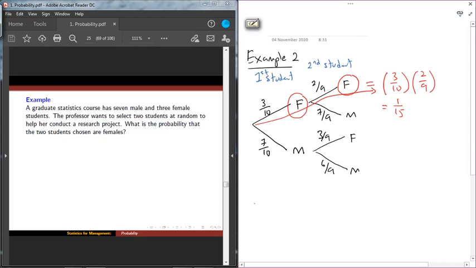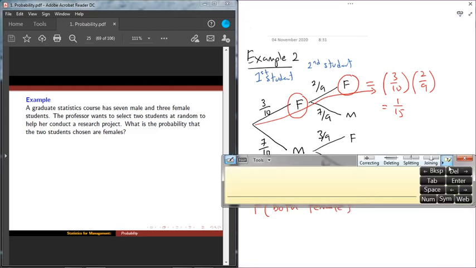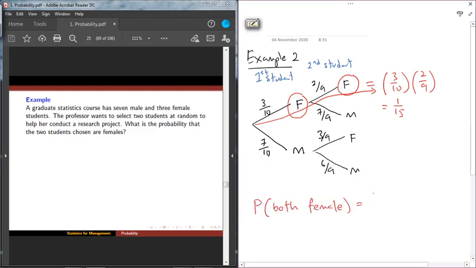So the probability both female is 1 over 15. That is the answer. This one, the professor choose one and immediately the professor choose another one. Okay, so the first total is 10, second total is 9. Okay, let us go to the another example.